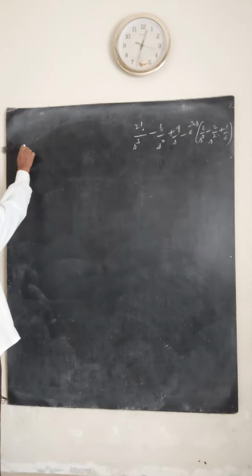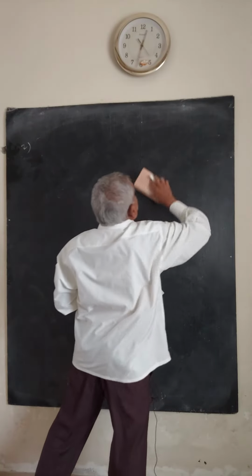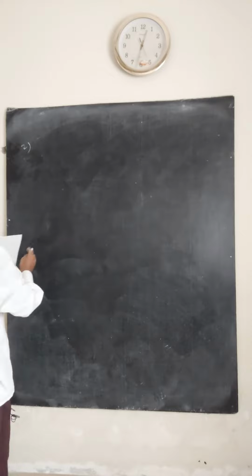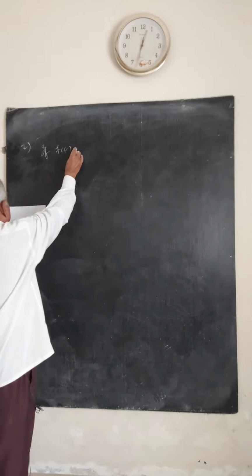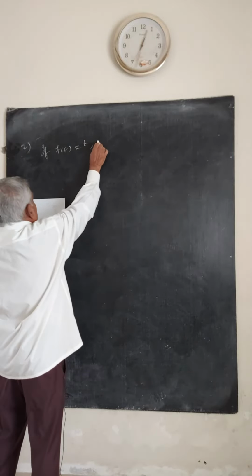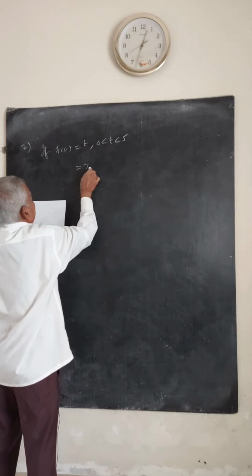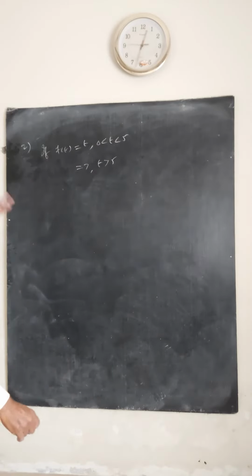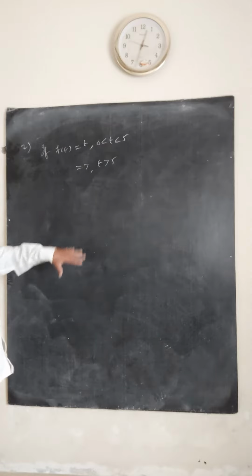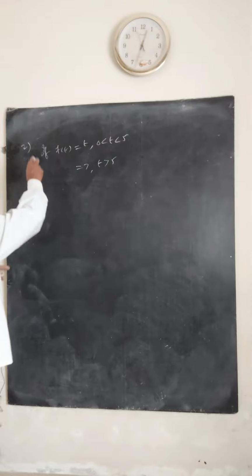If f of t equal to t when 0 less than t less than 5, equal to 7 when t greater than 5, we are going to see this in both the methods. The first method is by the unit step function. Method 2 is by the direct method.